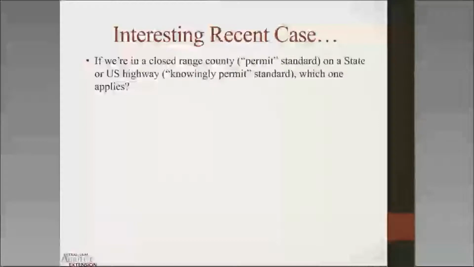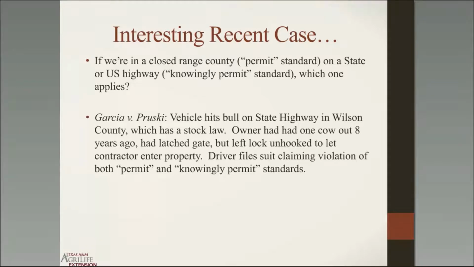Okay, with that, let's move on because I'm going to go over time and Pete's going to have to fire me. I want to mention an interesting case that recently came out of the Texas Supreme Court dealing with this issue. The question was, what does the law say if we're in a closed range county, where the law says you can't permit your animals to run at large, and then we're also on a state or U.S. highway, where the rule says you can't knowingly permit the animals to run at large? We know it's closed range, but which standard applies? Is it a permit standard or a knowingly permit standard? That was the question that came up in Garcia versus Prusky. And there's a lot of counties where this could be an issue. What happened in that case, it was Wilson County.